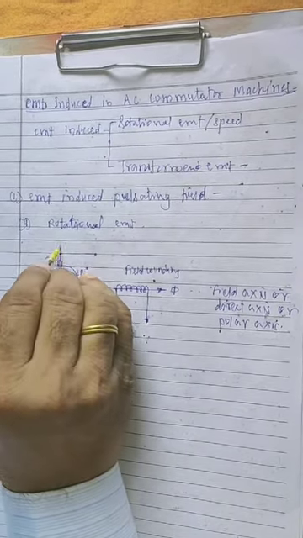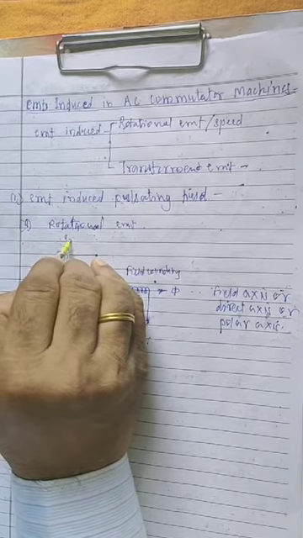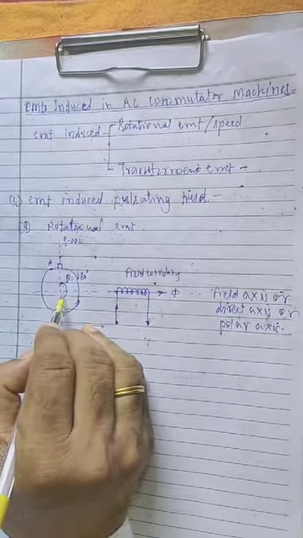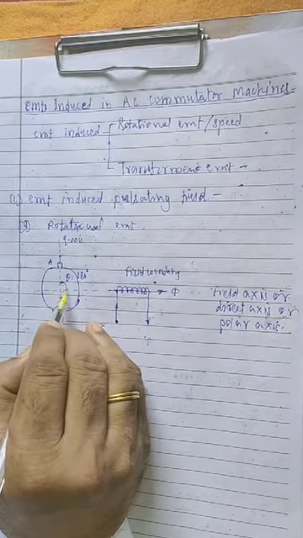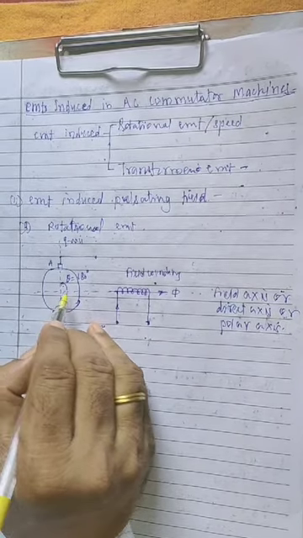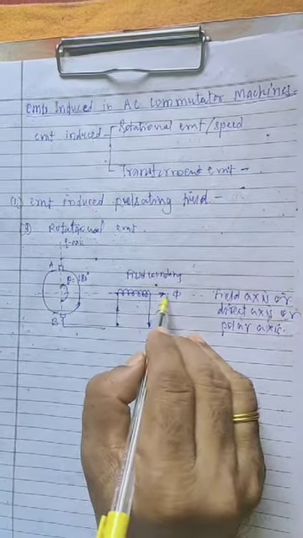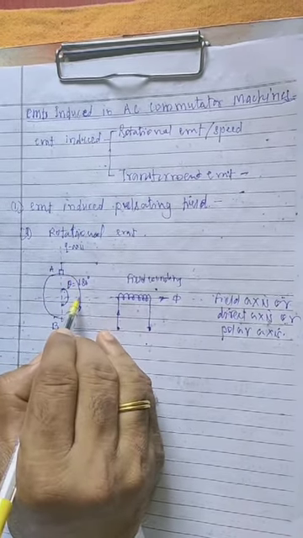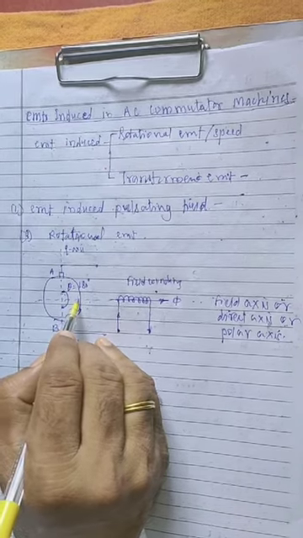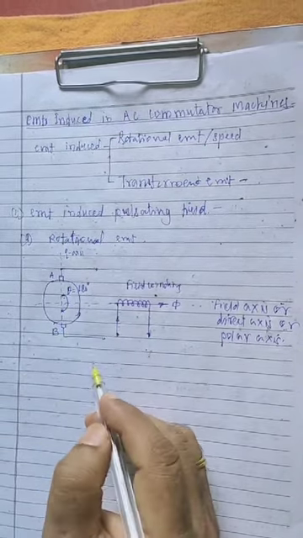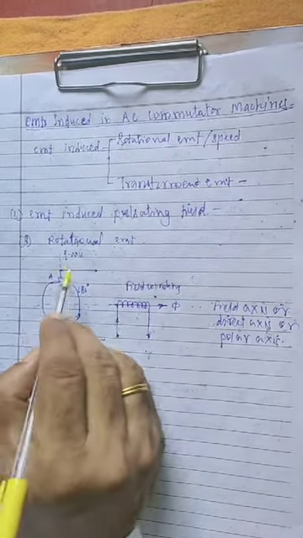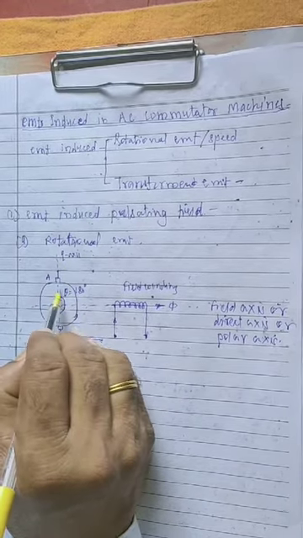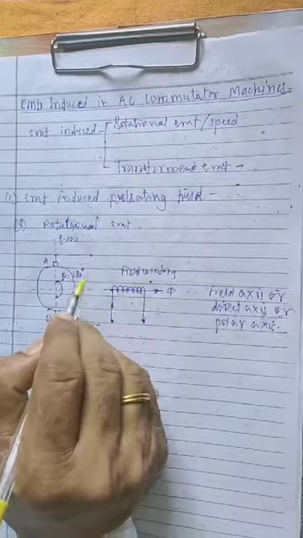So the brush axis is along the quadrature axis. The quadrature axis is 90 degrees apart from the direct axis. This is a two pole machine; we have assumed a two pole machine. So theta electrical and theta mechanical are equal. Therefore the quadrature axis is 90 degrees electrical, equal to 90 degrees mechanical.